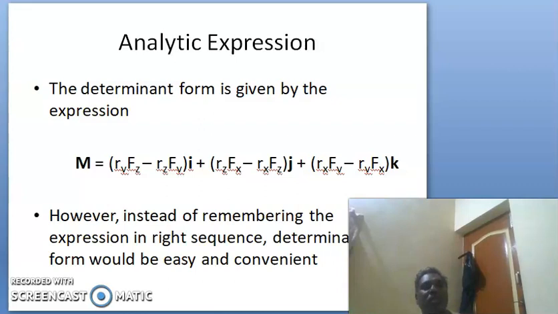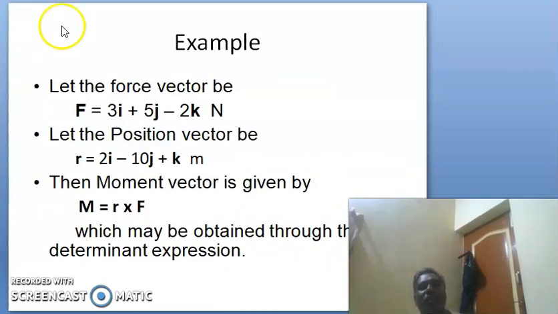So we see a small example. Let the force vector be F equal to 3i plus 5j minus 2k newtons. Let the position vector be r vector equal to 2i minus 3j plus k meters. Then the moment vector is given by M vector equal to r vector cross F vector, which may be obtained through the determinant expression.